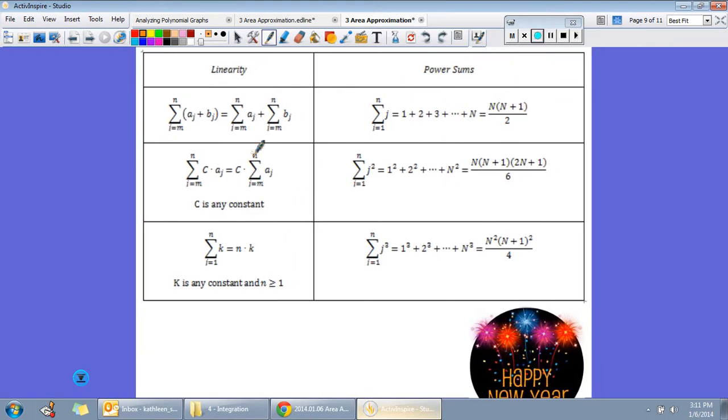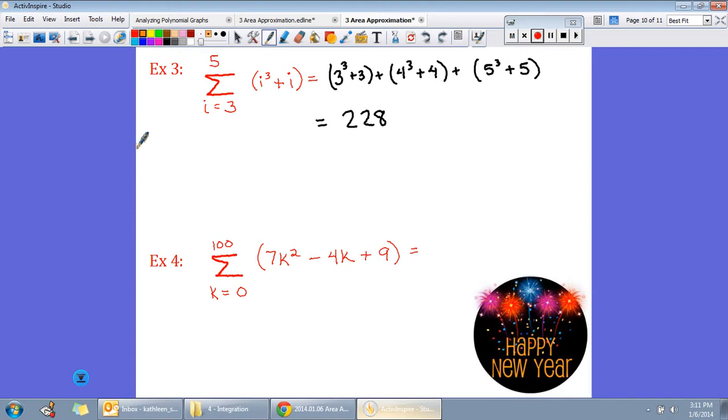Then we have our linearity and power sum formulas. By the end of the month, you should have these memorized. These are probably more important and probably harder to remember. But we use them when we're trying to find the summations, such as the following examples. When you have something very straightforward with just a few numbers, it's pretty easy to write them all out, plug them all into your calculator, and get a number answer.